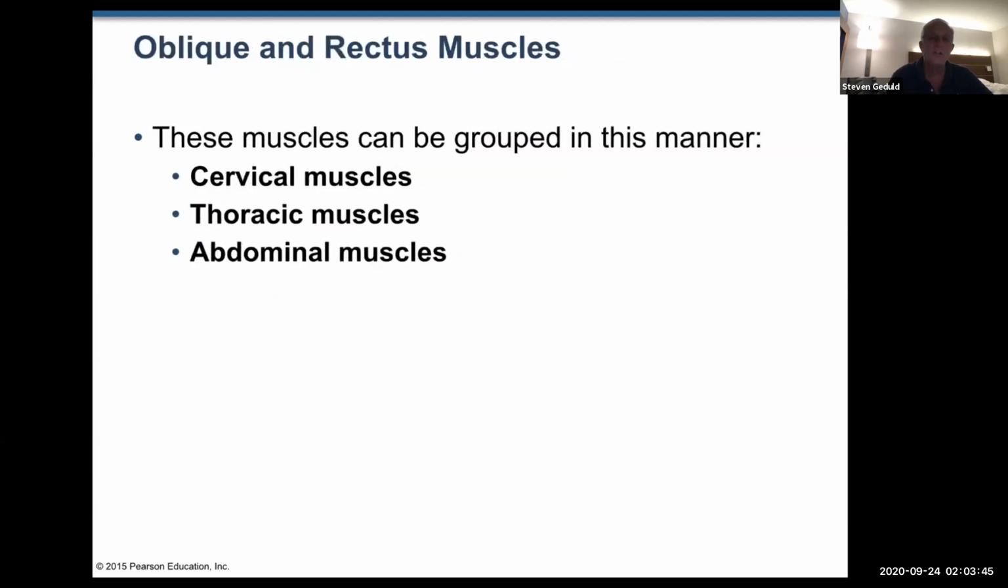Okay, muscles can also be grouped in different manners. They can group into cervical muscles, thoracic muscles, and abdominal muscles. Cervical muscles are up around the neck, your cervical vertebrae, C1 through C7. Thoracic muscles go around your rib cage, T1 through T12. Abdominal muscles go along your lumbar vertebrae, L1 through L5.